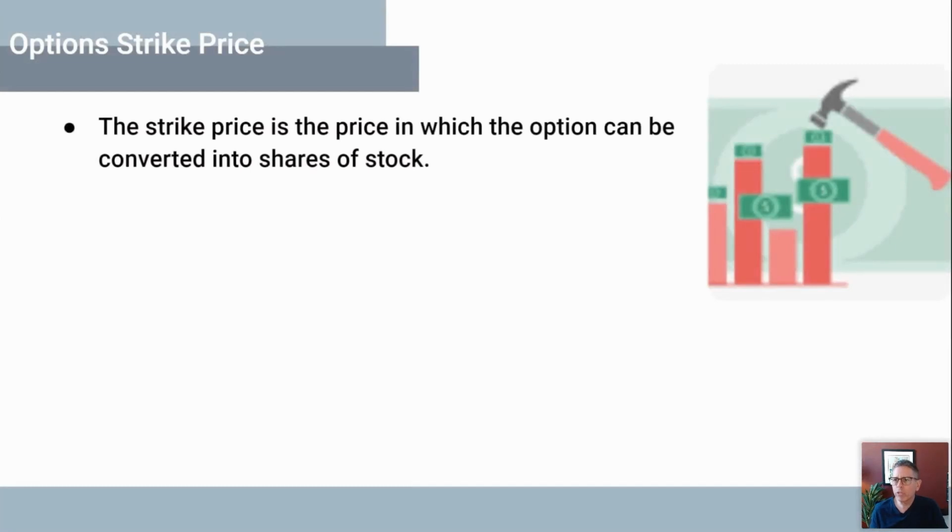Option characteristic number 2 is that all options have what is called a strike price. The strike price of an options contract is the predetermined price at which the underlying security or stock can be bought or sold when the option is exercised. It is the price at which the option buyer has the right to buy or sell the underlying asset. The strike price is determined at the time the option is bought or sold, and it remains fixed throughout the life of the option contract.